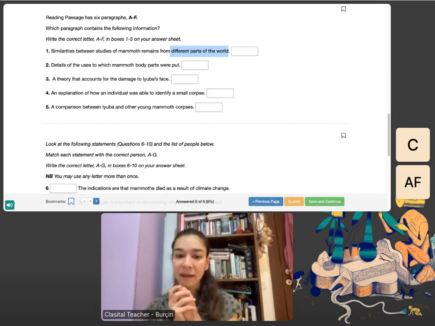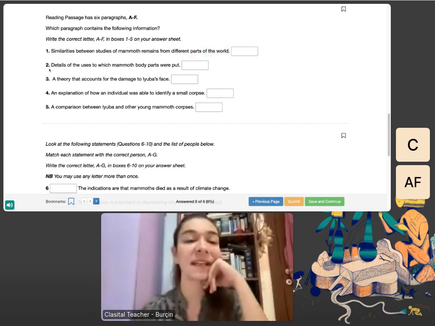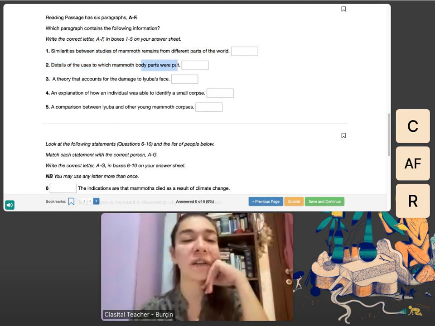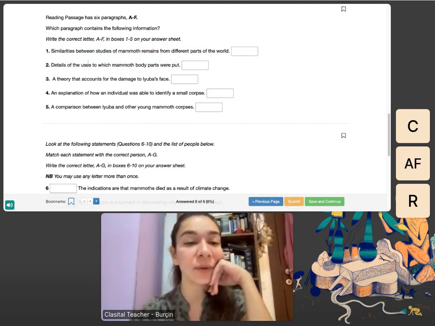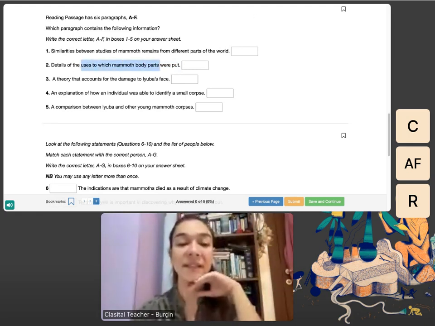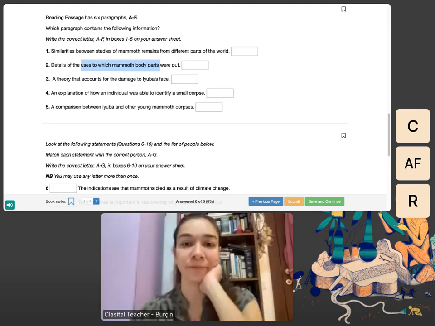Maybe I will see something like Asia, North America, and so on. Maybe I will come across something like that. I am looking for synonyms and paraphrases. It says, details of the uses to which mammoth body parts were put. So I will see some different uses of the baby mammoth, because it says uses. They were used.